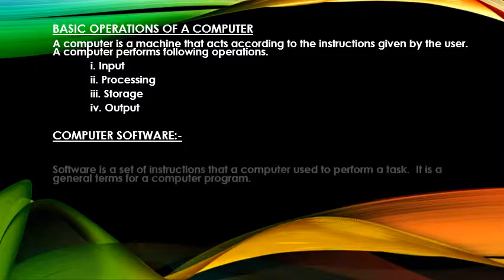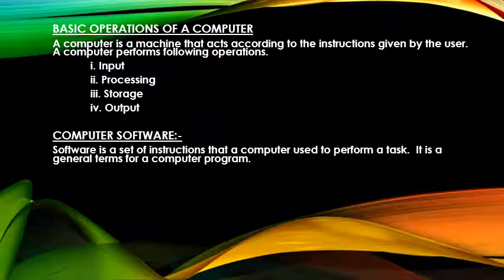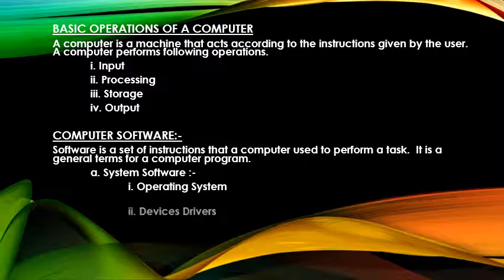Computer software. Software is a set of instructions that a computer uses to perform a task. It is a general term for a computer program. The main one is system software, and the example is the operating system. If the operating system is not properly installed on your computer or your laptop, you are not able to perform any type of task. First you want your system to boot properly and be ready to do further tasks. So an operating system is very necessary to be installed properly on your system.